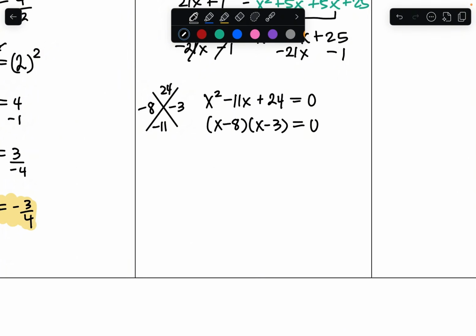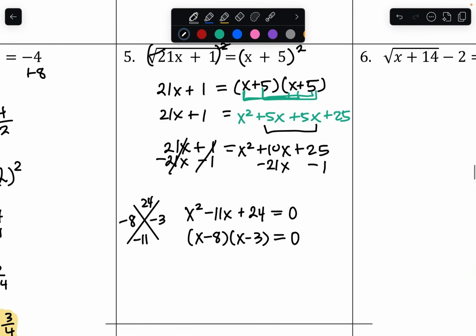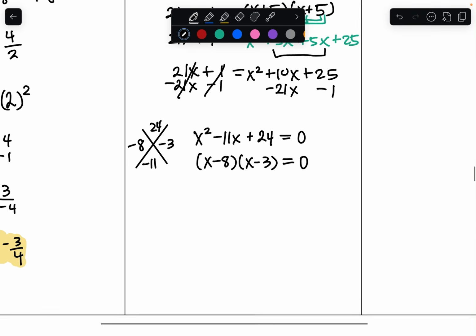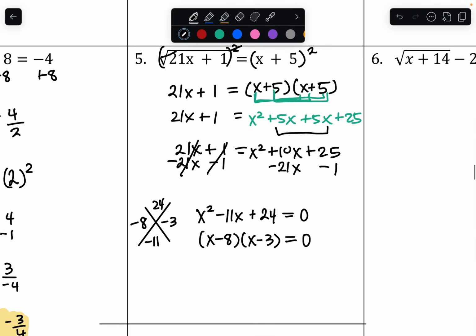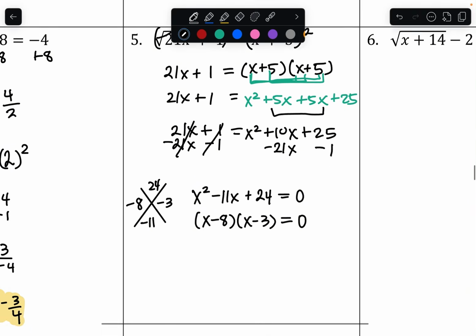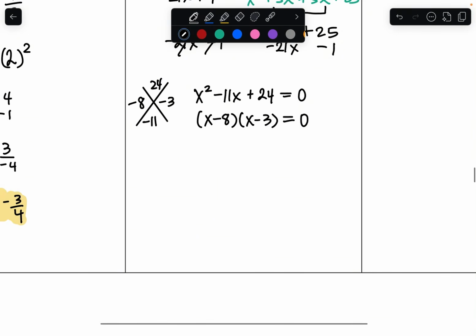If you have a quadratic that's not factorable, you did something wrong. We're going to give you a quadratic that's factorable. You should not have to use the quadratic formula. And if you're using AI, they typically use the quadratic formula for everything. And so don't use that as your method. Try to factor first. That's going to be the most efficient way to solve this problem.